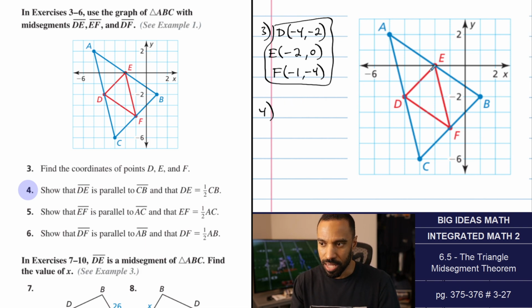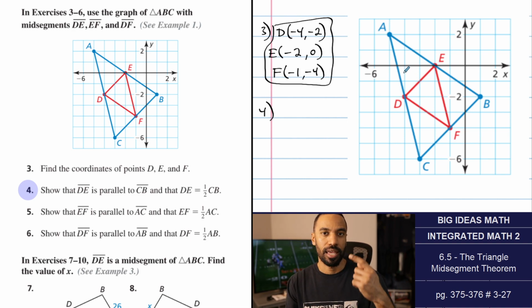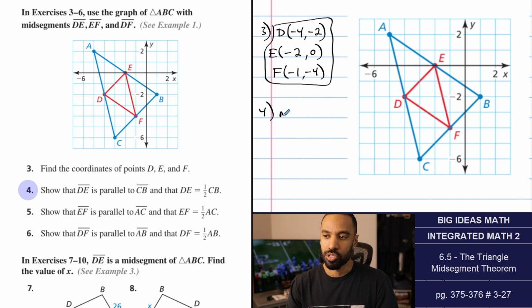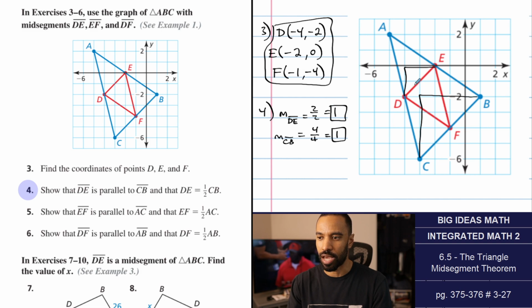So as far as DE goes, we want to know that it's parallel to it and that it's half its distance. So the slope of segment DE is going to be up 2 over 2, which is 1. And we need to see that the slope of segment CB would be the same. We go up 4 over 4, which is also 1. So there's the first show. We got parallel lines there.